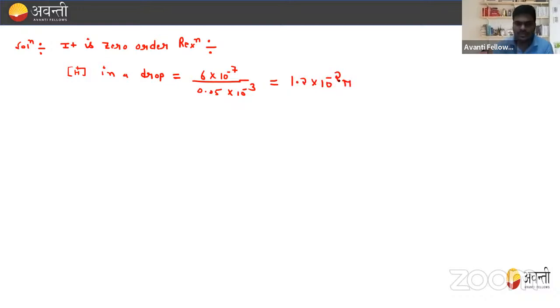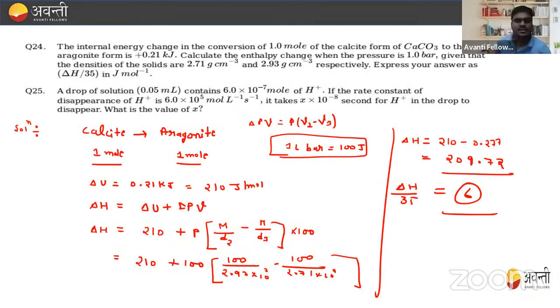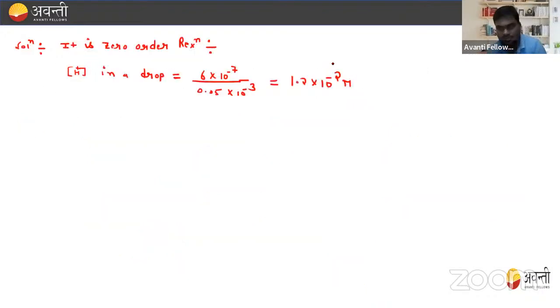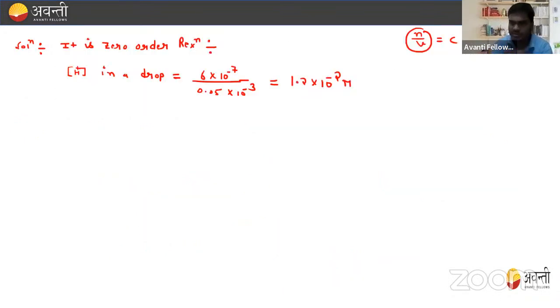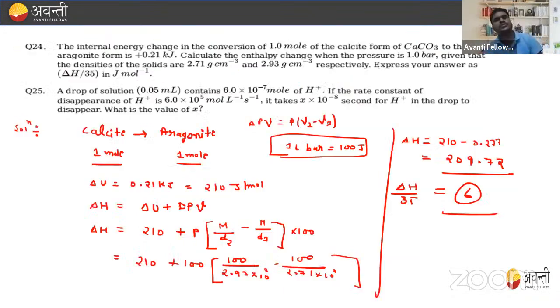How did it come? That is already given. That is the drop of solution of 0.05 volume, right? The drop contains this much mole of H plus ion. So we know that concentration is equal to number of moles per unit volume, that is n upon V is equal to concentration. Here the number of moles is already given, that is 6 into 10 to the power minus 7, divided by the volume, that is 0.05 ml. So we get the concentration of H plus ion.